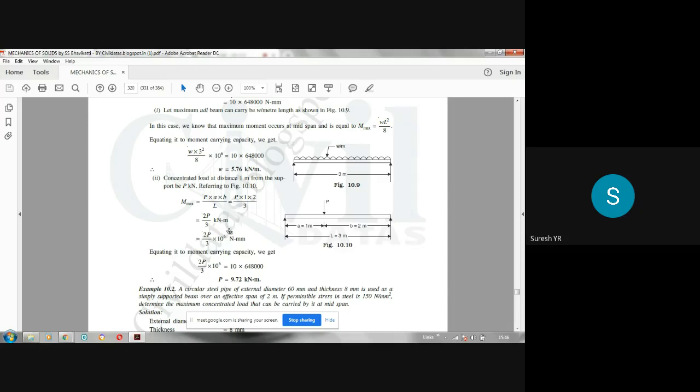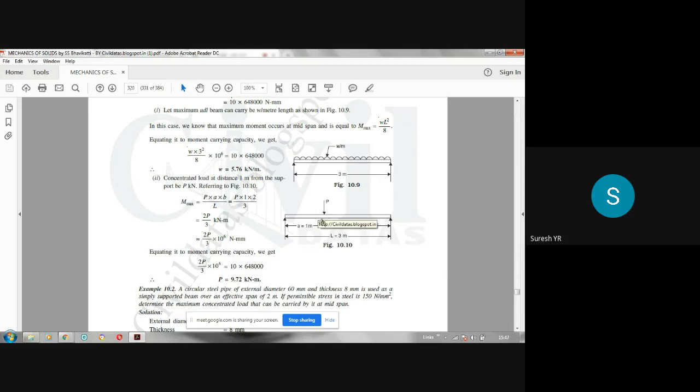Next, you have to equate this value to the moment of resistance. The moment of resistance is the same. For a given section, the moment of resistance remains constant, so it won't change. 10 into 648000 should be equated to this value. So now you are going to get P in kilonewton. It is not kilonewton meter, this is only kilonewton. Please make note of that change. P is only 9.72 kilonewton.